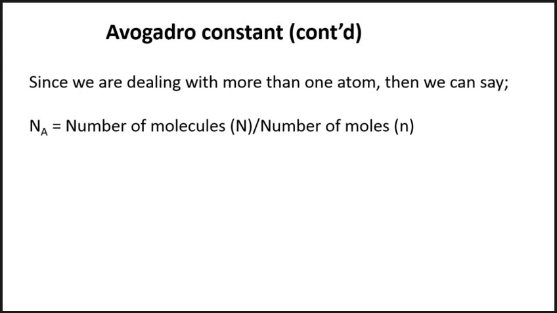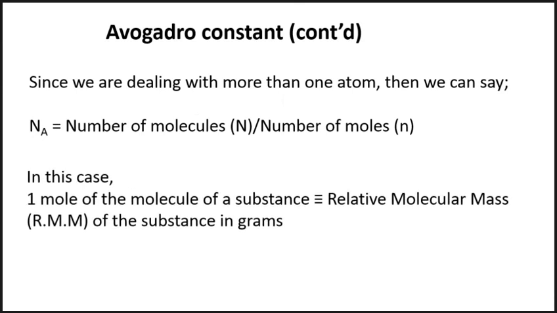Now, in this case of the relationship we have right here, we can conclude that in 1 mole of molecules of a substance, we are going to have the relative molecular mass, which is Rmm, of the substance in grams. That is, 1 mole of the molecule of a substance will give me the relative molecular mass of that same substance in grams.